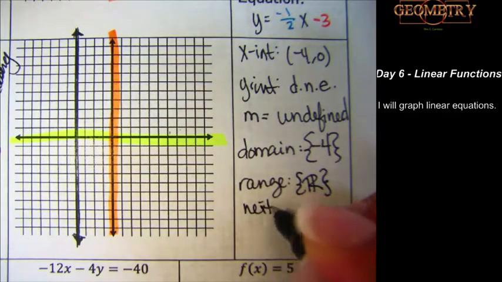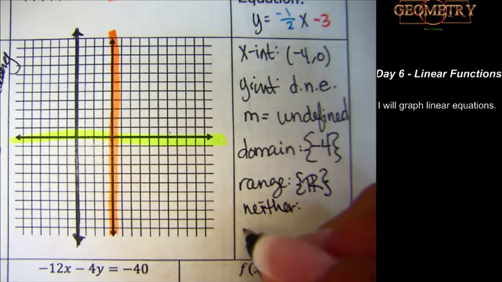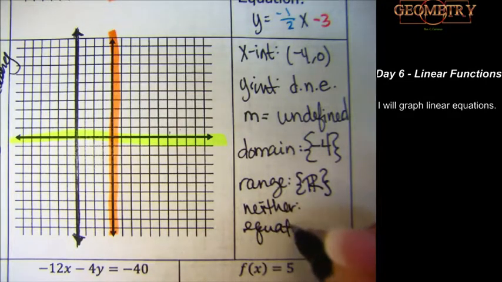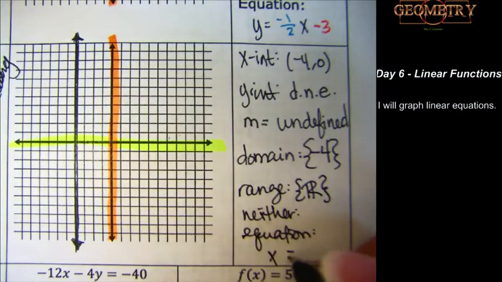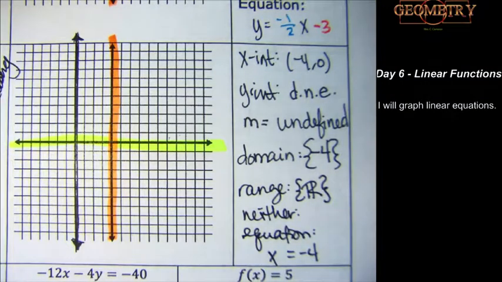Neither. All right, what's my equation? X equals negative 4. Yeah, x equals negative 4, because regardless of what's happening with y, x is always going to be negative 4.